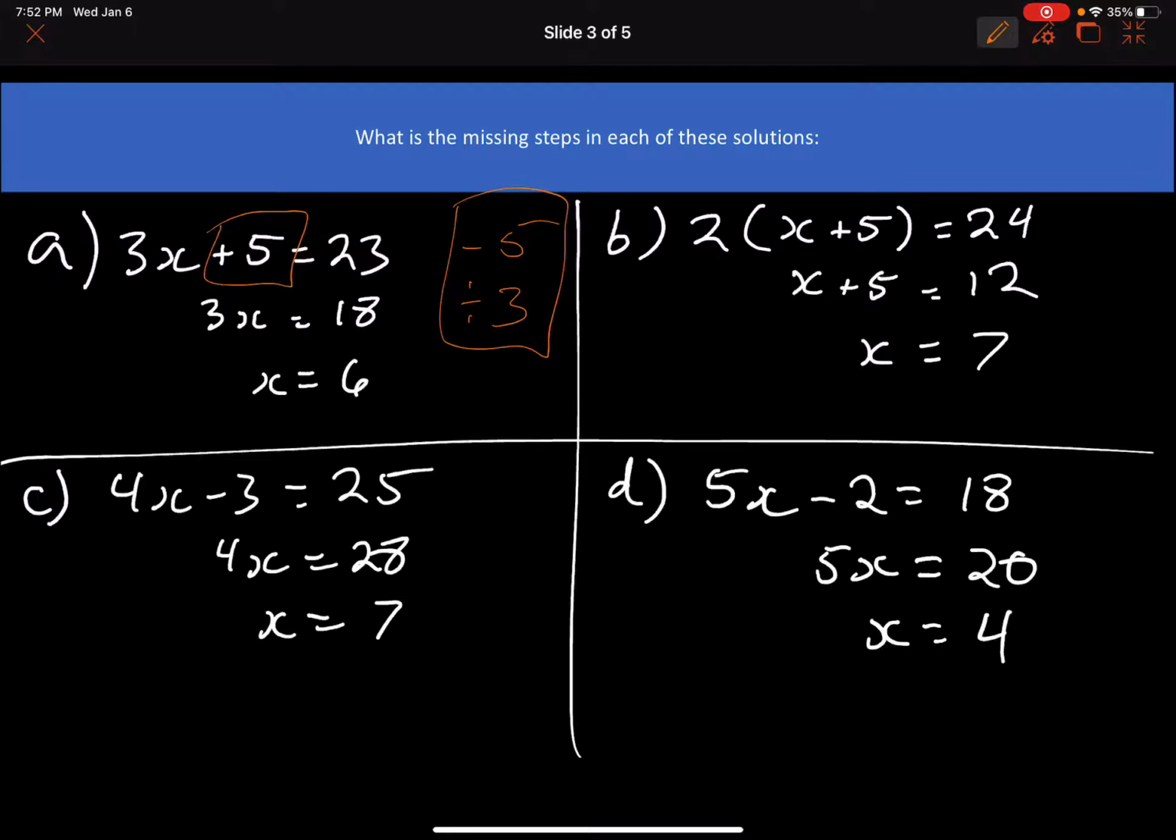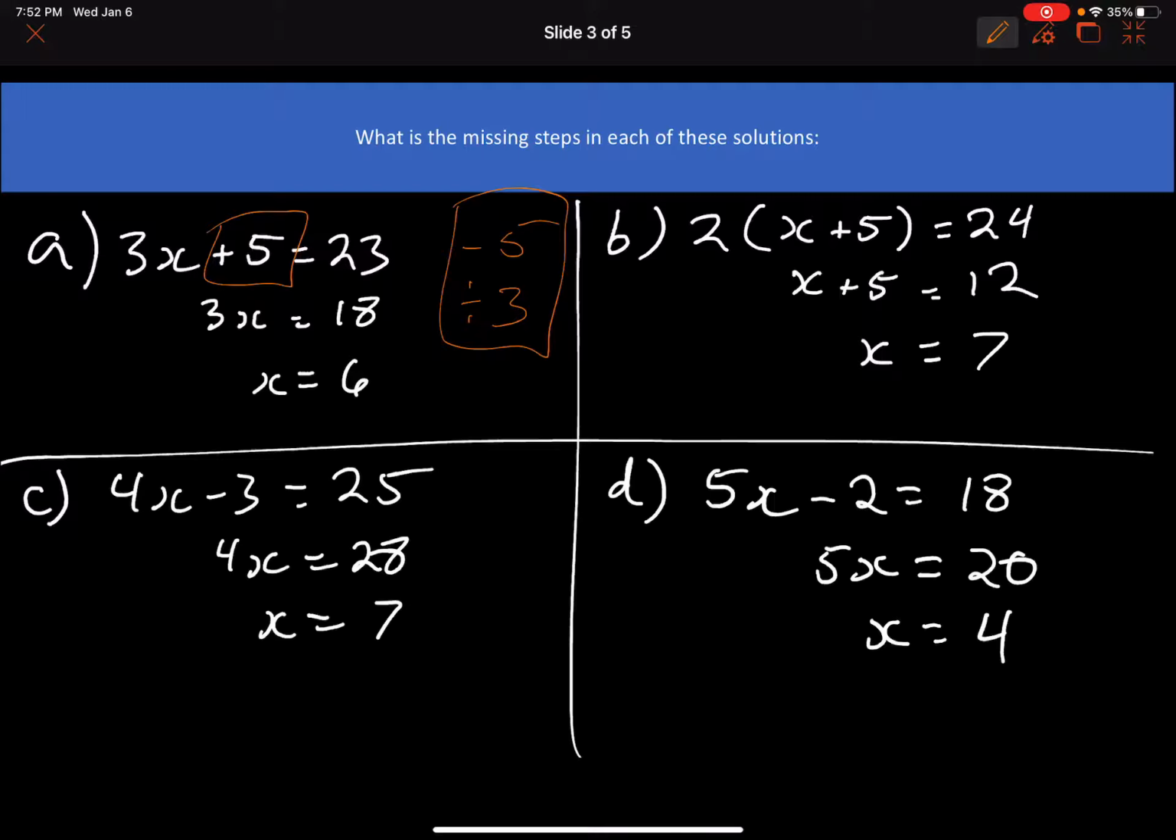Now in question B, C, and D, I just want you to pause and think about what steps were not shown. You don't have to write them out, but I want you to analyze it and think about what's not there and then come back. Okay, remember, doing is important.